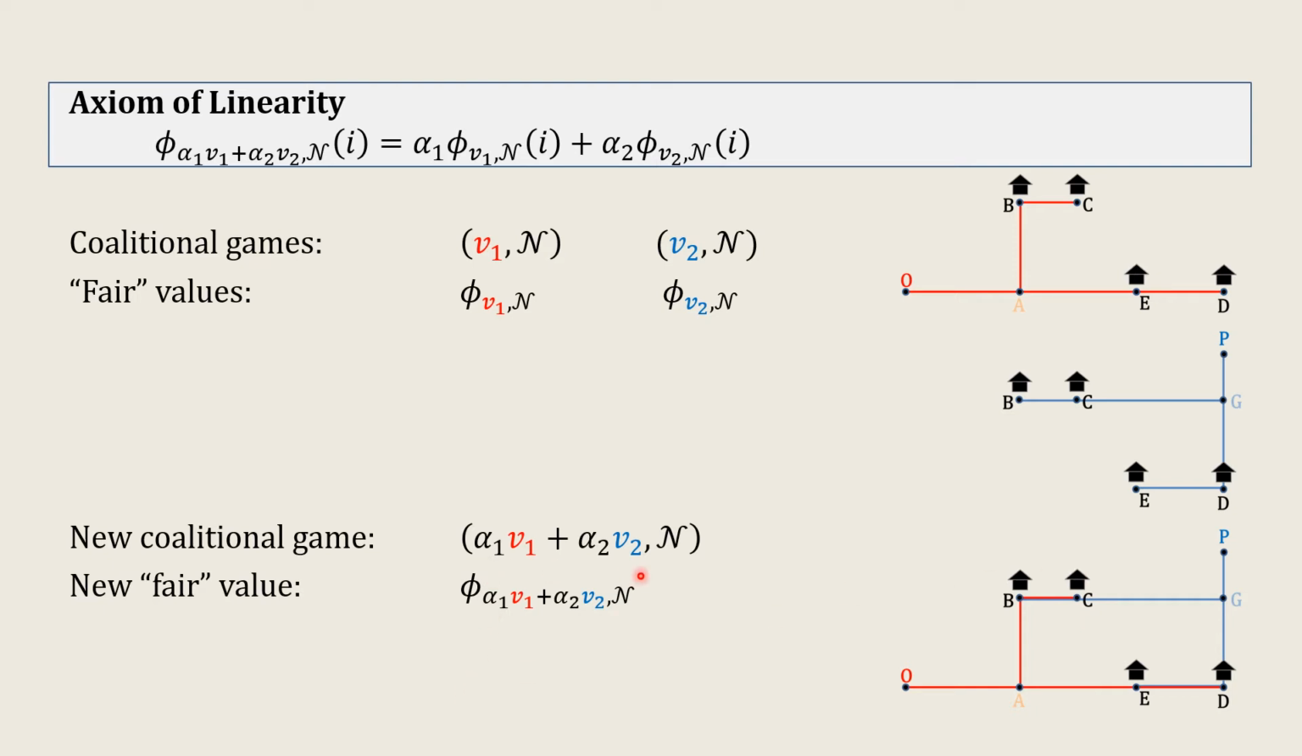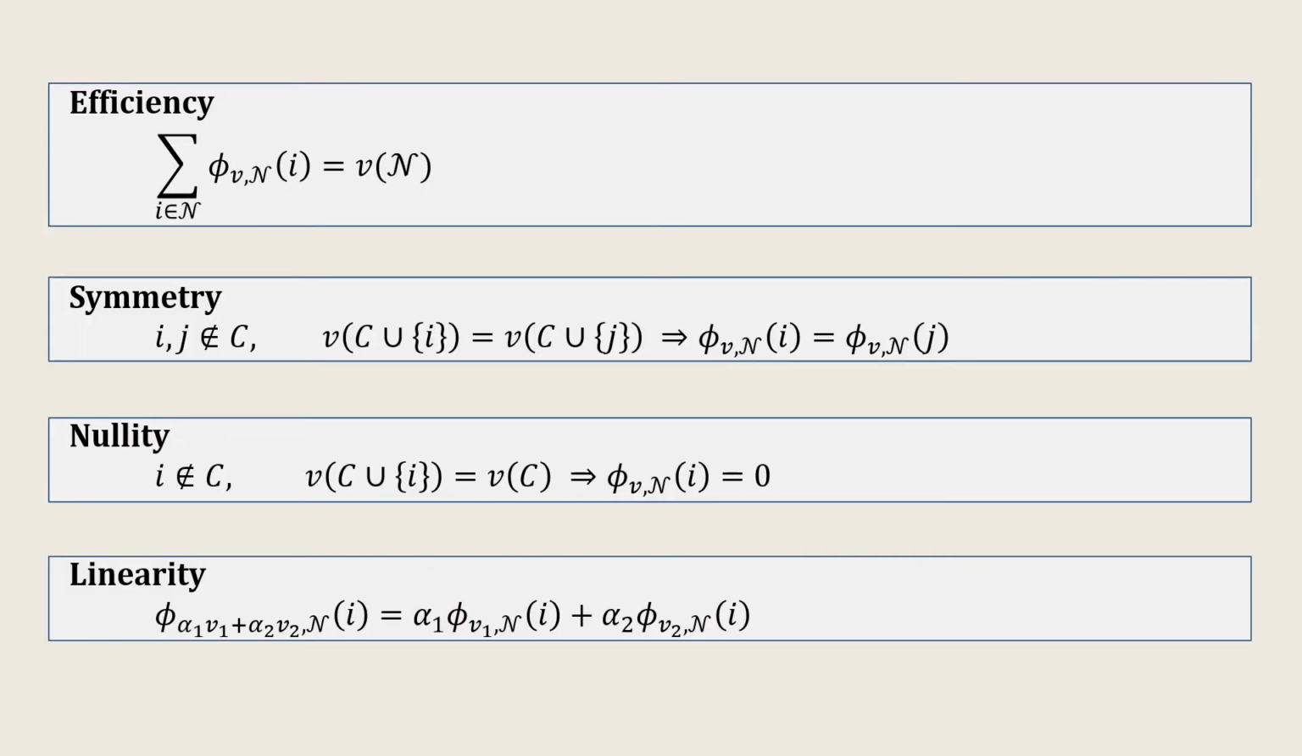And this alpha 1 and alpha 2 are two weights, maybe one is to be paid monthly, one is to be paid annually, and so that's why we have alpha 1 and alpha 2. So these are the four different axioms of fairness, which is the set of desirable properties that we would like this fair share value phi to satisfy.